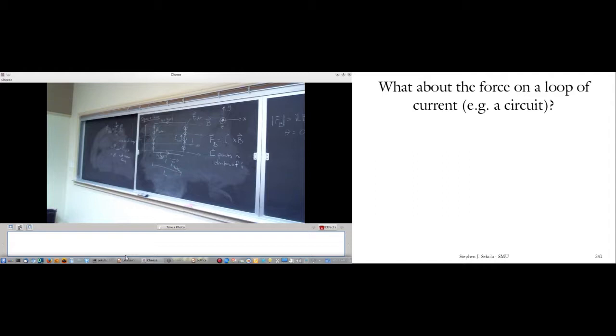One that tries to rotate the right end down into the board, and one that tries to rotate the left side of the board up and out, okay? So what I want to do now is look at the sum of those torques and get a sense of what the total torque is on this loop.